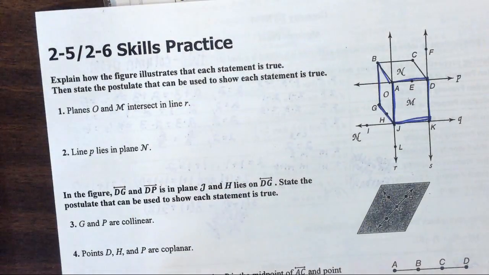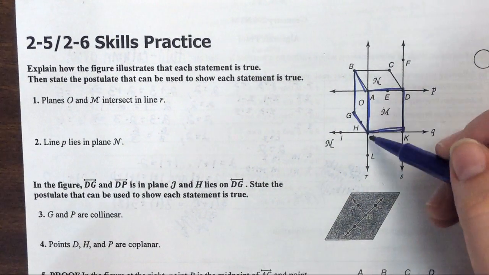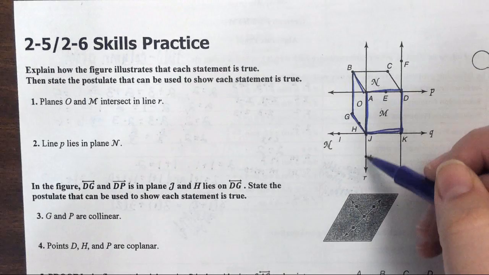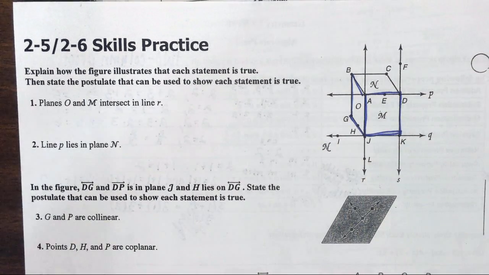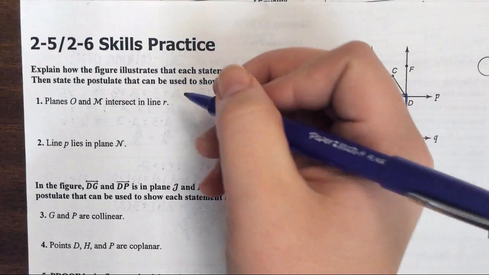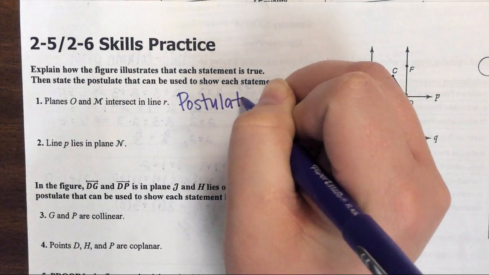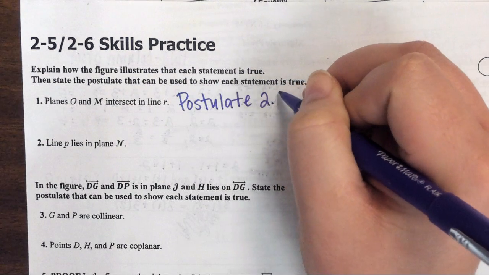The first question asks about two planes intersecting in a line. I found those two planes. I looked to see where they intersected. They did intersect at line R. And then I'm looking at my reference guide to pick which postulate matches that. It has to be postulate 2.7 because that is the only postulate that talks about two planes crossing at a line.